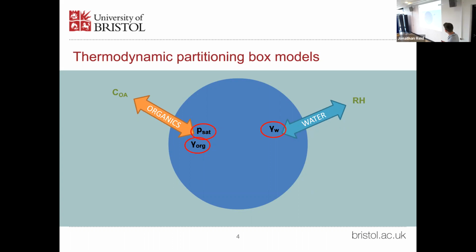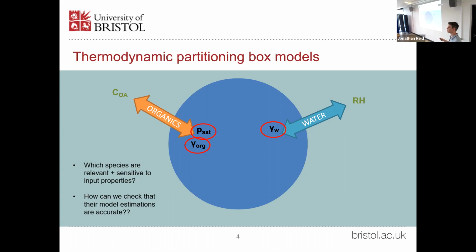So for these models, the circled properties here are all really sensitive to the overall result that you get from the box model. And they're also estimated. And this is due to the fact that we have tens to hundreds of thousands of individual species. So we couldn't possibly experimentally determine all of these properties. So they have to be estimated. So the first thing that's important to realize is which of these species are relevant. Some species are always going to exist in the particle phase because they're very non-volatile. And some are always going to exist in the gas phase because of how volatile they are. But the ones that are sort of halfway in between are the ones that are going to be especially sensitive to the input property that you assign it.